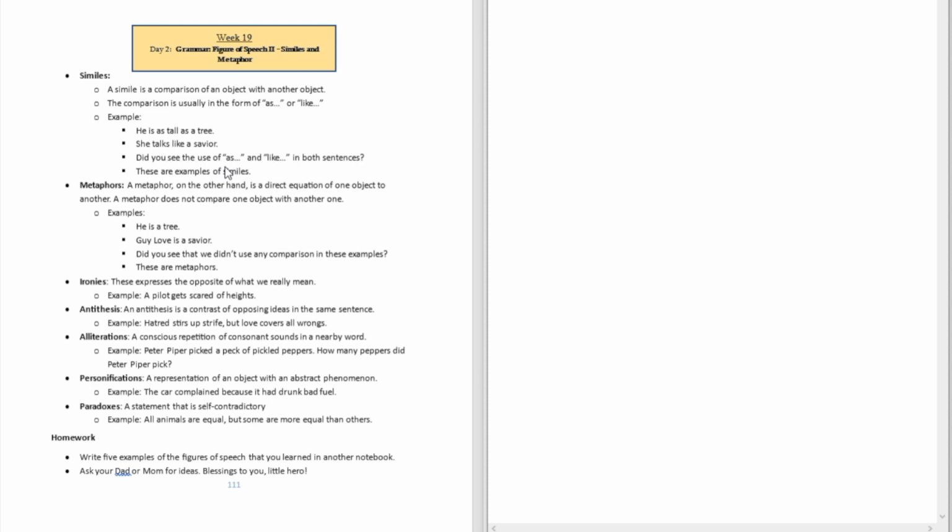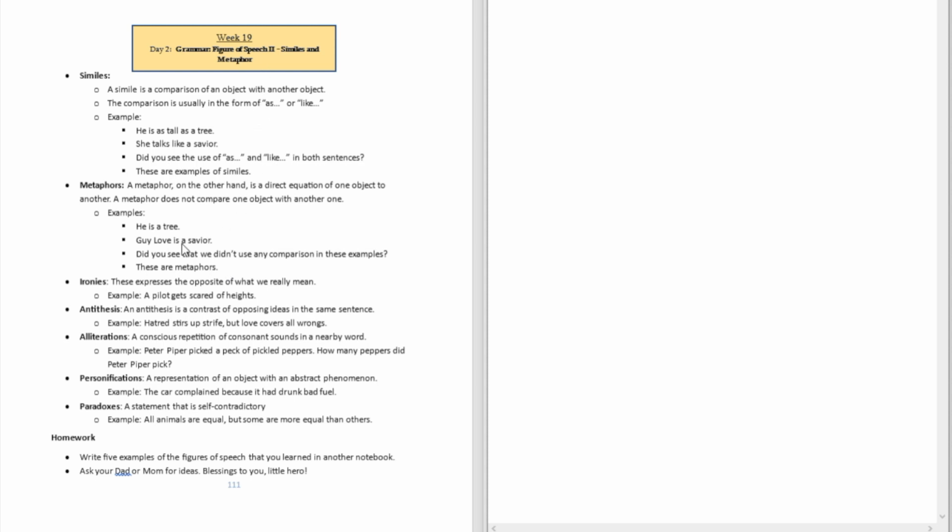And what about metaphors? Well, a metaphor, on the other hand, is a direct equation of one object to another. A metaphor does not compare one object with another object. So an example is going to be he is a tree. Alright, love is a savior. Did you see that we didn't use any comparison in these examples? These are metaphors. Alright, so we talked about similes and metaphors.